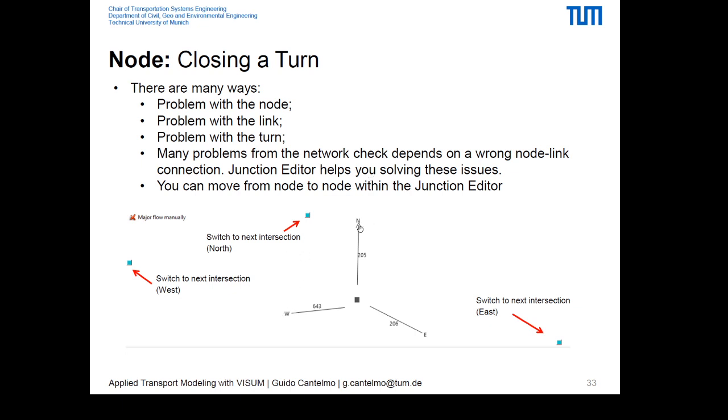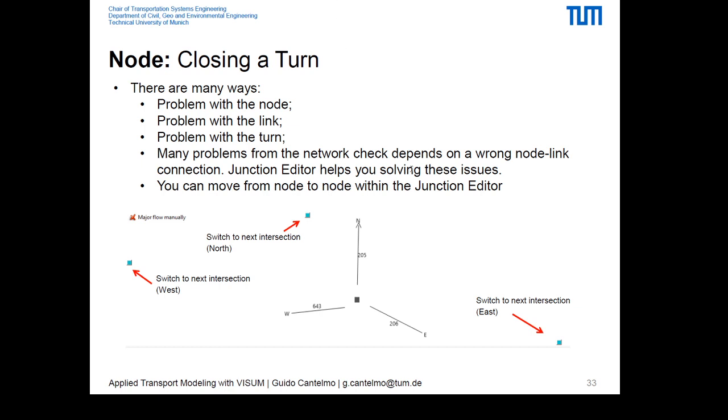And also Visum tells you this information. You have the N of north here, you have the W of west, and you have the E of east. So by just clicking on these three, you will move to the next node and to the next junction. Which one? The one north, the one west, the one east of where you are. And again, it's important because sometimes Visum will tell you that there is a problem in one node. You will open the node and it will look completely fine. And maybe the problem is related to the next intersection. Because once again, in the network, everything is connected.